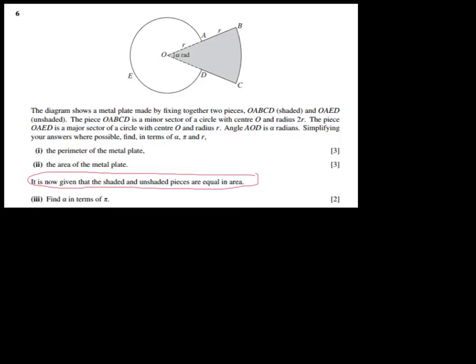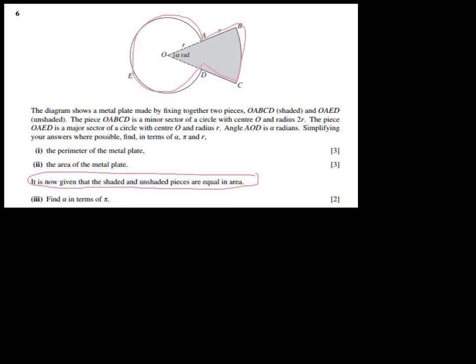So the first thing to do is read the question really carefully. The metal plate, it says, is made by fixing those two pieces together. So this is the metal plate. All of around here, down here, over here, and back to there, that's the metal plate. So when it asks you for the perimeter, it's asking for that stuff that I've just drawn in pink. So let's start off with the easy part.